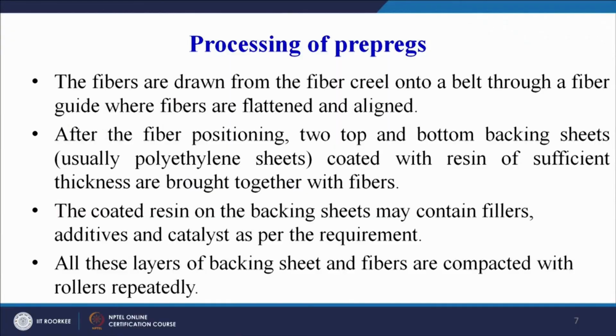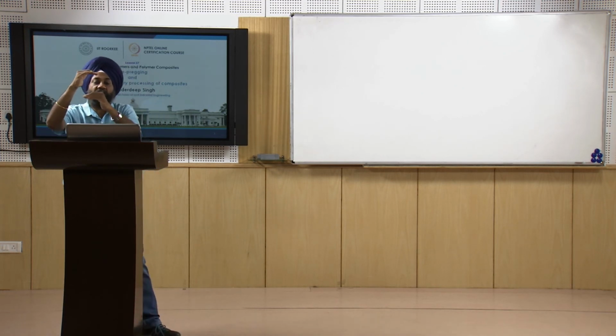After the fiber positioning, two top and bottom backing sheets coated with resin of sufficient thickness are brought together with the fibers. In the diagram we have seen the fibers moving through the resin tank and taking the resin along with them, and there are nip rollers which remove the excessive resin. But here we are trying to explain another mechanism of depositing the resin onto the fibers. Now we have taken fibers, we have flattened them, we have positioned them, then the top and the bottom protective sheets will carry an inner layer of the resinous material.